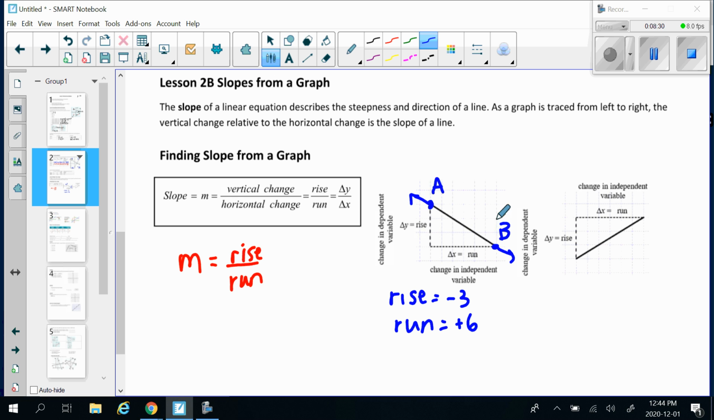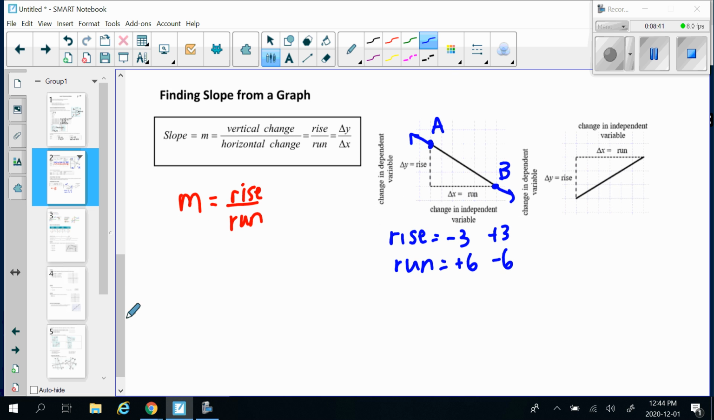But what if I was to walk from B to A? Then I would be walking upwards. I could have a rise of positive 3, 1, 2, 3. And then I could have a run of -6. But what you can see from this is that when you calculate the slope, rise over run, I can calculate it as -3 over 6, which you must reduce to -1/2. Or you can calculate it with +3 over -6, which also simplifies to -1/2. So whether you're walking from A to B or B to A, you're going to get the same final answer, even though your rise might be negative and your run positive, or vice versa.